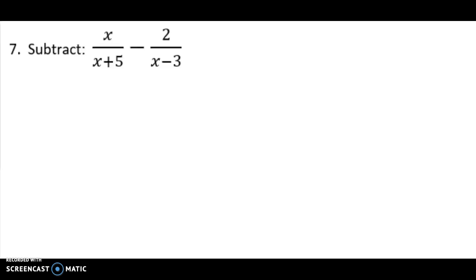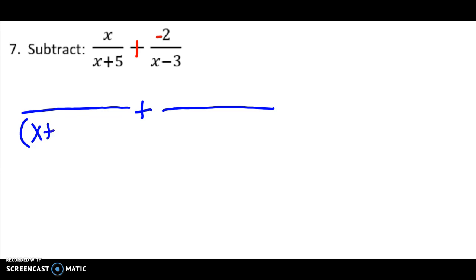All right, question 7. We're subtracting. Now, the best way to do subtraction, in my opinion, is change this to a plus sign and change all of the signs in the numerator after that. So I'm going to change that to a negative 2. Now, we don't have to do any factoring in our denominators because we just have a binomial in each. So we're just going to gather those two terms up and we're going to call that our common denominator. So our common denominator is going to be x plus 5, x minus 3.